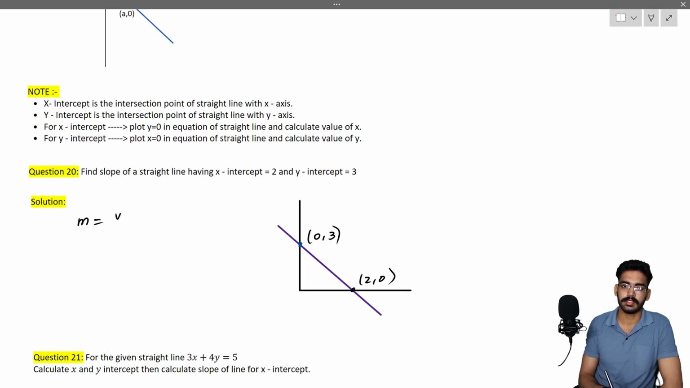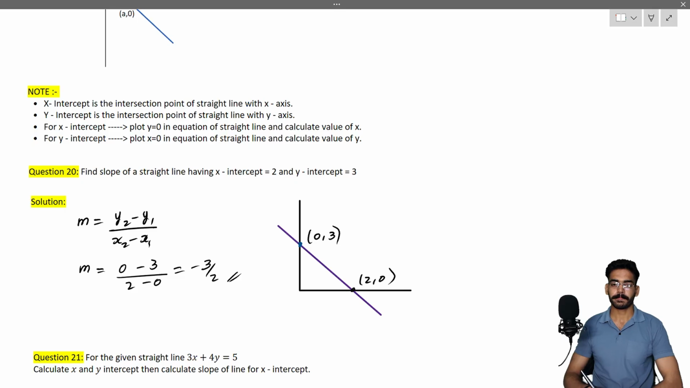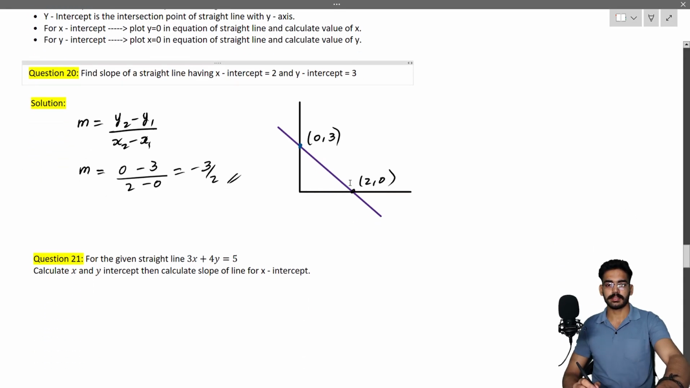Slope is basically, we know, (y2 minus y1) divided by (x2 minus x1), right? So what can I say for the slope? y2, this 0, minus 3, divided by x2, 2 minus 0, that is minus 3 by 2. This is your slope. Okay, I hope this is clear. Now let's go to our next topic, next question.